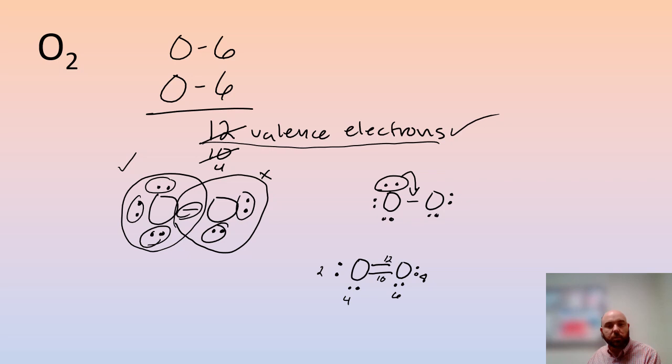Now let's check and see what the octets look like on each of our atoms. The first oxygen here has 2, 4, 6, 8 electrons, 4 in the non-bonding pairs, and then 4 more in each of the 2 bonds. This oxygen also has 4 non-bonding electrons and 4 bonding electrons. They both have 8 electrons, and the correct amount of valence electrons was used. So therefore, that would be a good structure for the oxygen molecule.